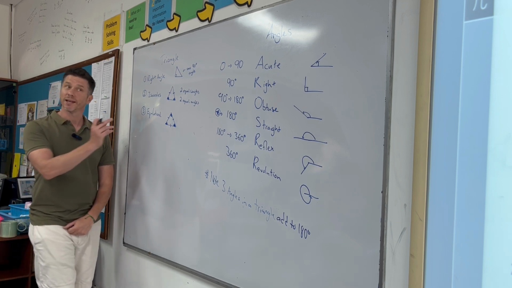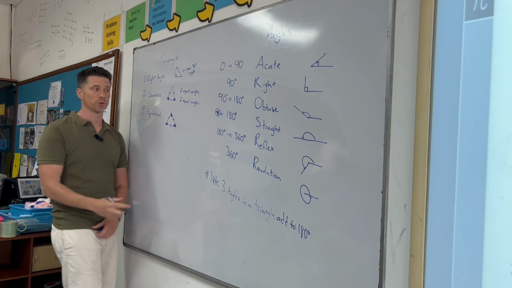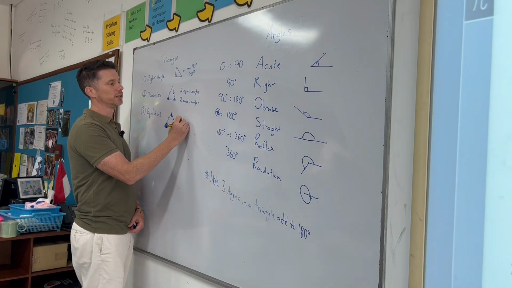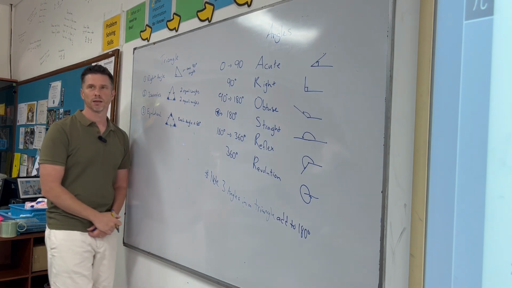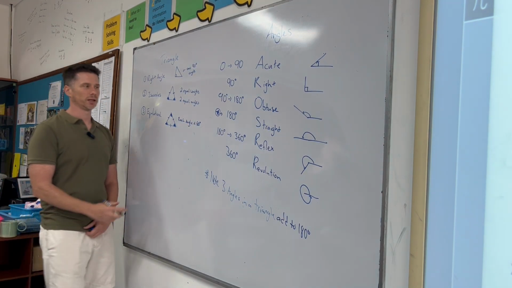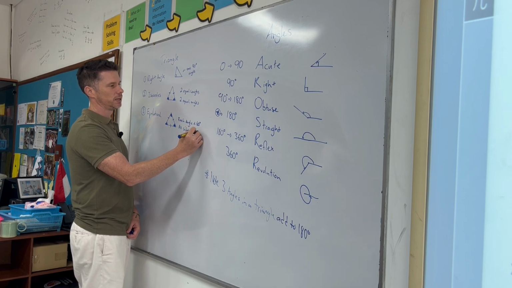Which means that in an equilateral triangle, if they're all the same, I would divide that 180 by 3, so each angle, as Teddy said, is 60 degrees in an equilateral triangle, all sides the same length.